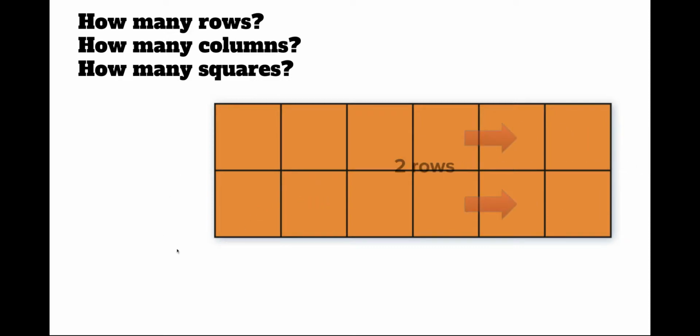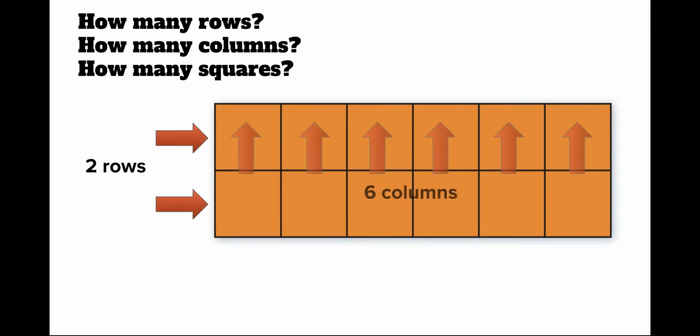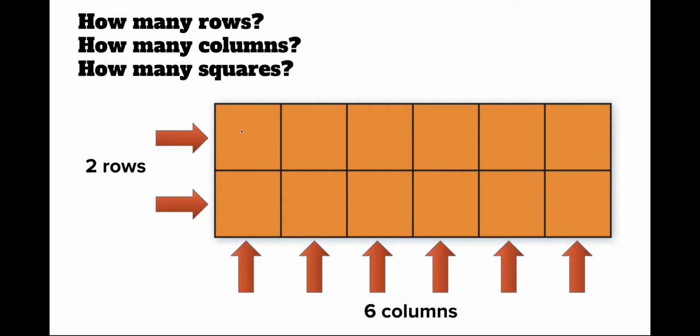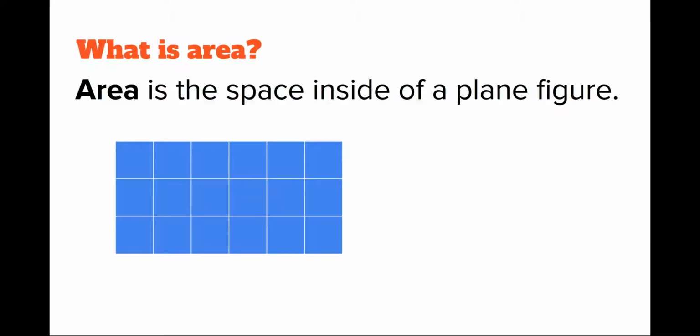There are 2 rows and there are 6 columns. So that makes 2 groups of 6. So quickly in your head, come up with a repeated addition equation that we could use to figure out the total number of squares in this unit. Of course, it's 6 plus 6 equals 12 squares, and I could count them to prove it, but let's go on to the next one.